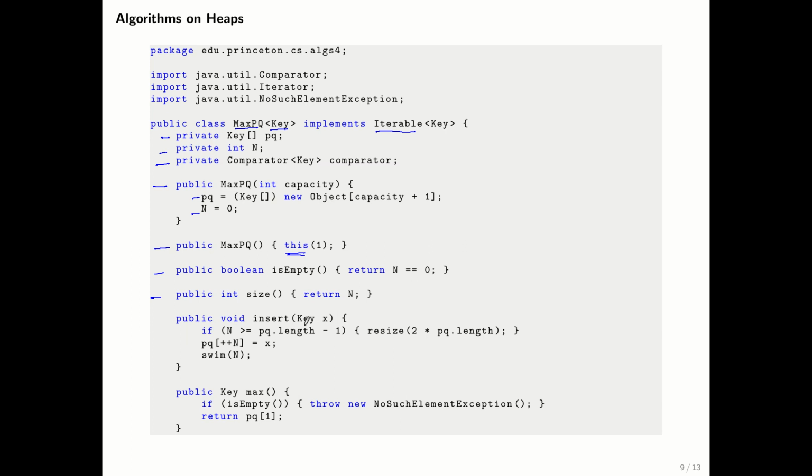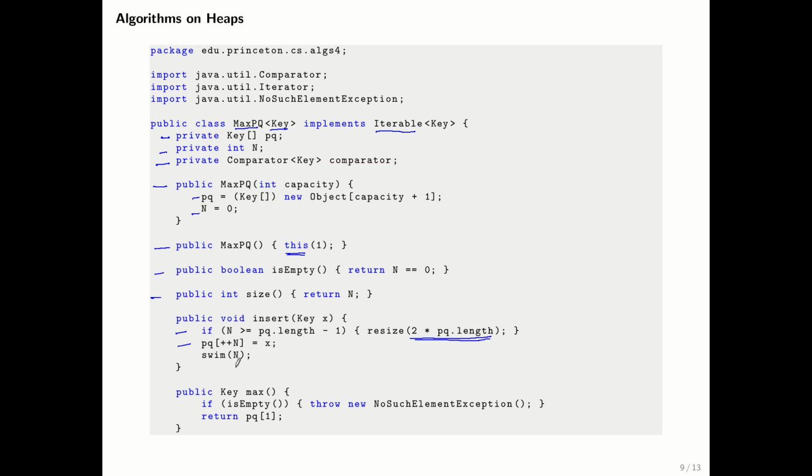So we are given a generic key x, and what do we do? We first check if there is room for that key or not. So we say if n is greater than or equal to pq.length minus 1, so this means there is no room for this new key, so we resize the underlying array by making a call to the private resize method, giving it this as the new capacity. So we double the size of the array.